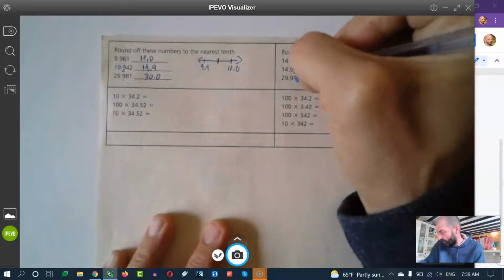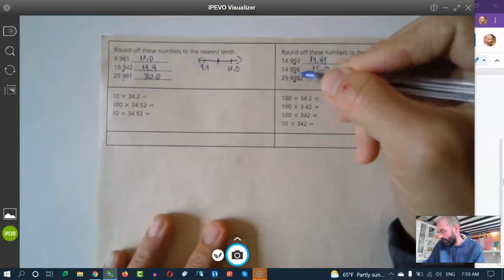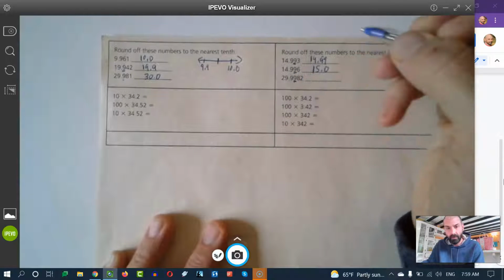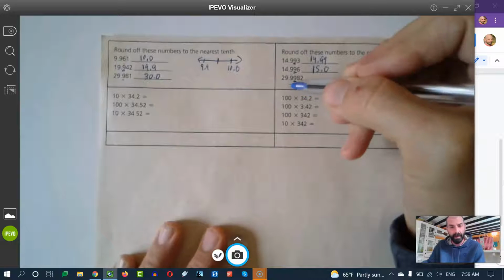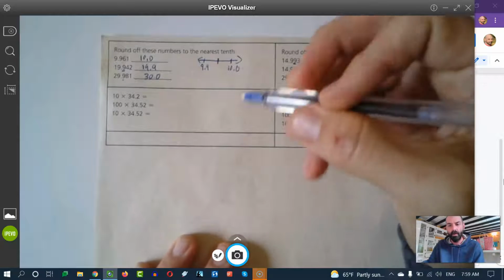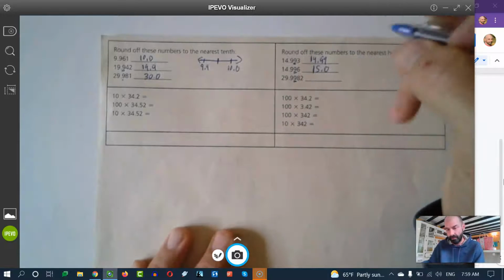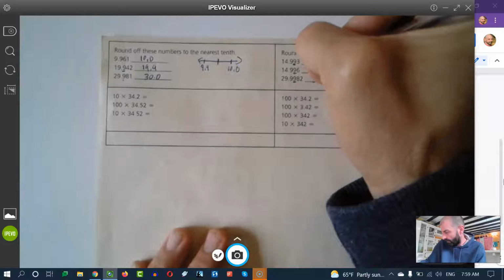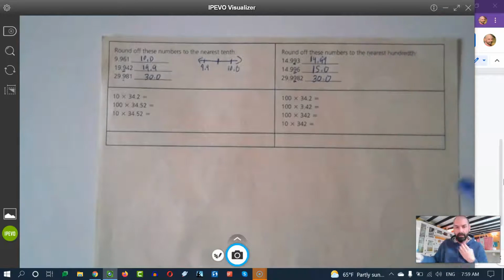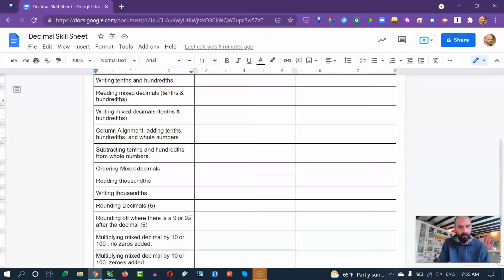And here we have the hundredth here. 29 and 99 hundredths, there's an 8 right next door, so we're going to be rounding up. If we were counting by hundredths, 29 and 99 hundredths, 30.00 would be the next one. So we're at 30. All right, so again, depending on how you did with that, you would mark there.